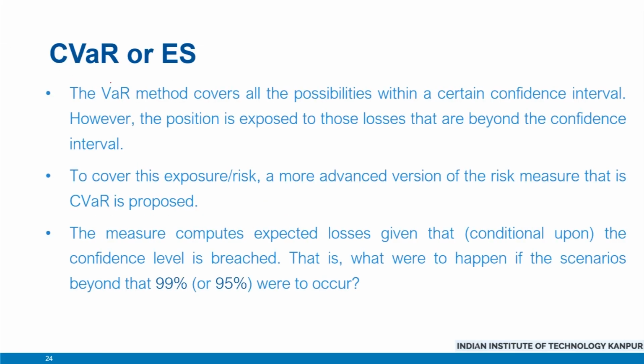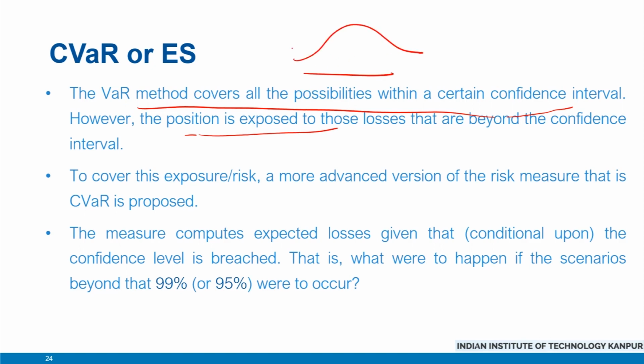Previously, in the VaR or value at risk measure, we said how bad things can get. But now here we are saying if things do get bad, what is our average expectation or our expected losses? So the VaR method covers all the possibilities with a certain confidence level. If that confidence level were to hold, then what is my estimate of maximum loss? However, there are chances that this position is exposed to those losses that are beyond the confidence level. So if you recall, the area that we ignored in the VaR is the tail region. Whatever we said, we stopped at this cutoff point, which we called VaR.